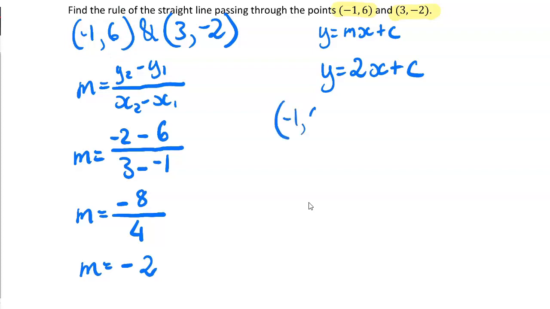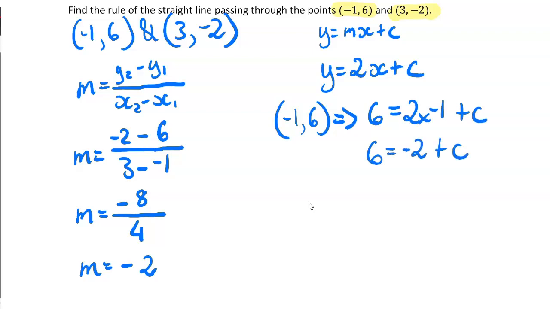Negative 1, 6. I'll sub it into here, so that's 6 equals negative 2 times negative 1 plus c. So 6 equals 2 plus c. I have to subtract 2 from both sides, so that's 4 equals c. Therefore, our equation, our rule, is y equals negative 2x plus 4.